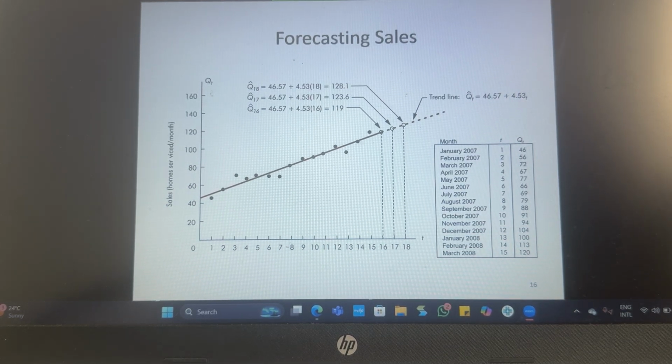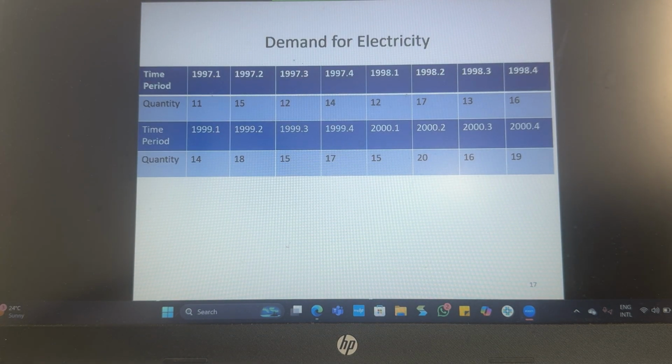Now another example. This is demand for electricity, time series data. Suppose that quantity is measured in, I don't know, gigawatts or megawatts or whatever. The measuring units are not that important here; we only deal with the numbers.